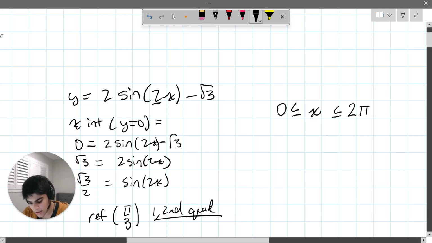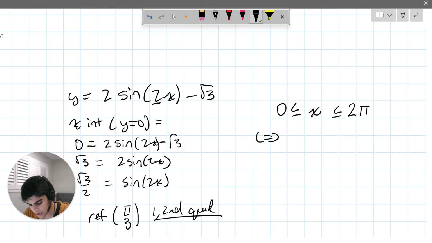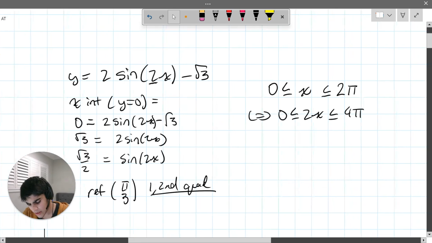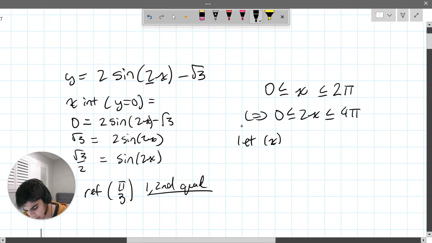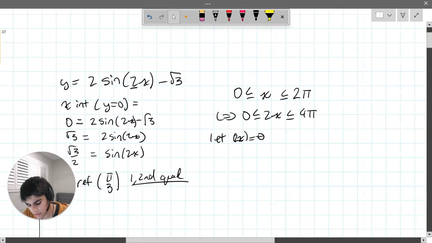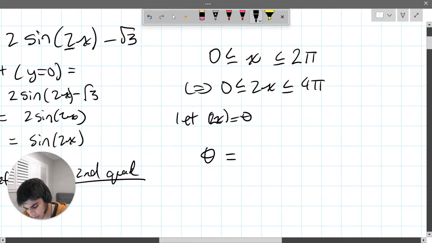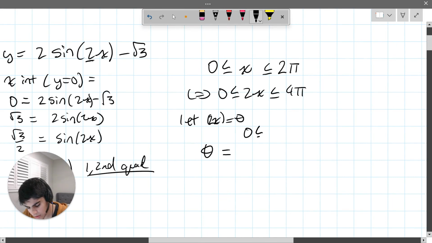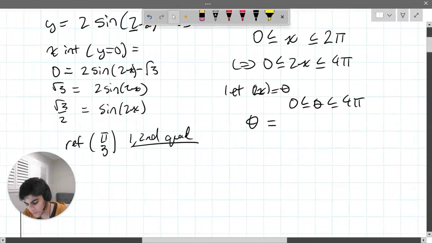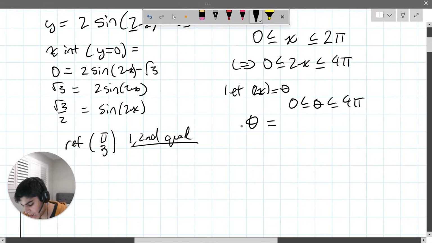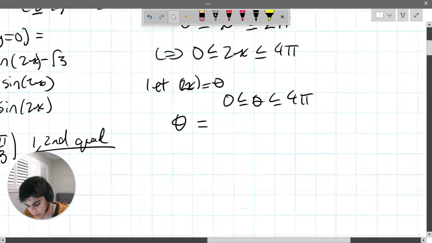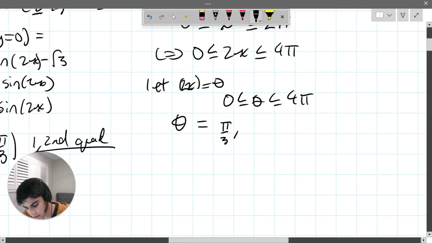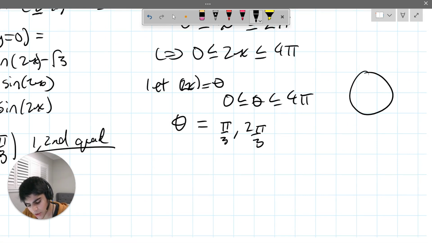To consider all the solutions relative to this dilation, we need to apply the same dilation to the existing domain. So let's multiply each side by 2. 0 is less than or equal to 2x, which is less than or equal to 4 pi. Now let's let 2x equal theta. Now theta within 4 pi, we need to find all the solutions where sine pi on 3 is found.